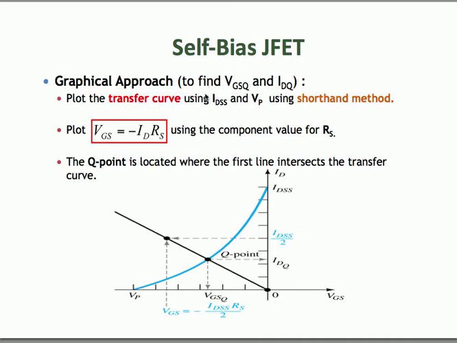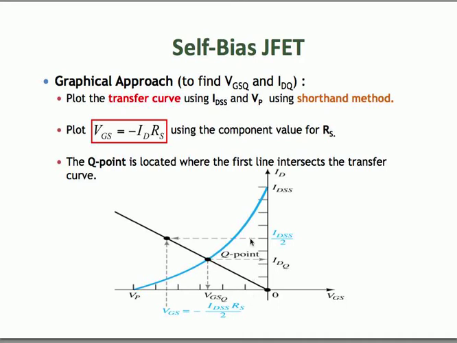There are 3 steps involved, and the first step is you start by plotting the transfer curve of the JFET using the shorthand method. To do that, you will need to find the value of IDSS and pinch-off voltage from the specification sheet of the JFET. Out of that first step, you will get this blue line here, and this blue line gives you the magnitude of drain current at any particular applied gate voltage.